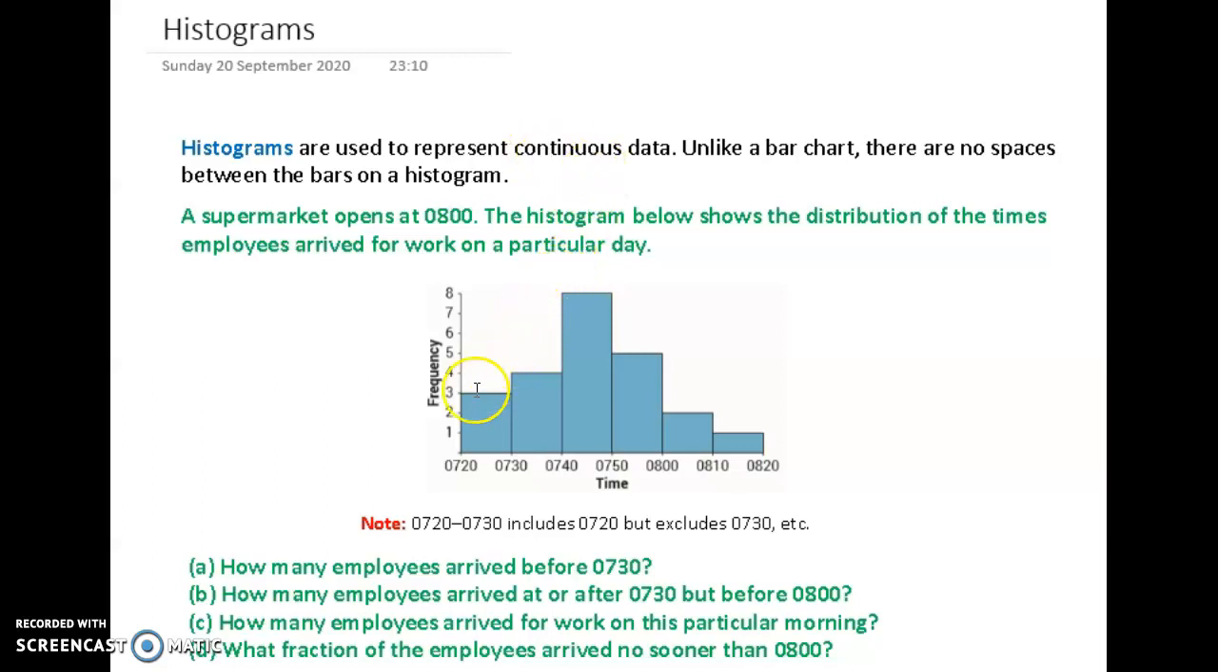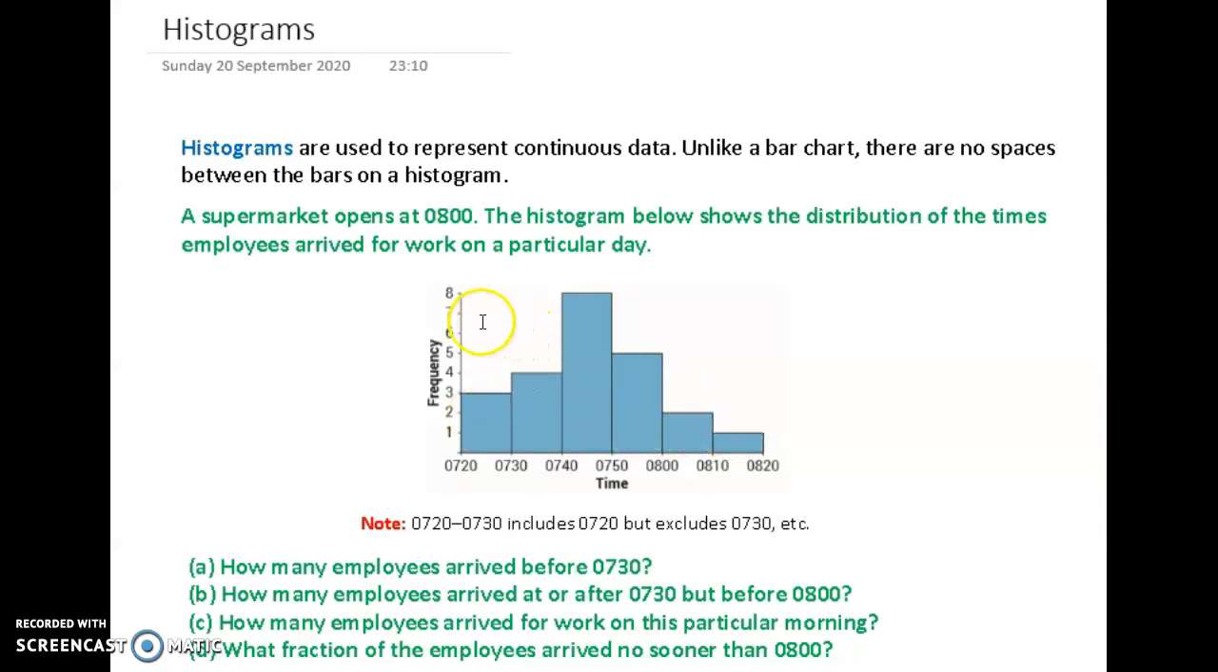Now, it looks like a bar chart, but there's no spaces in it. Some of you may have been told in primary school that you didn't need to leave spaces in your bar charts, but in secondary school you do. So if there are spaces, it's a bar chart. If there are no spaces, it is a histogram.